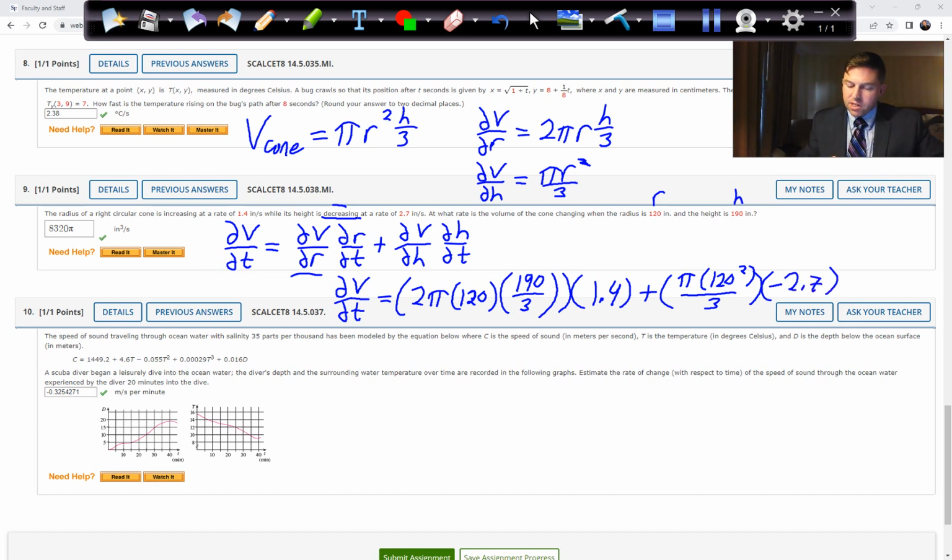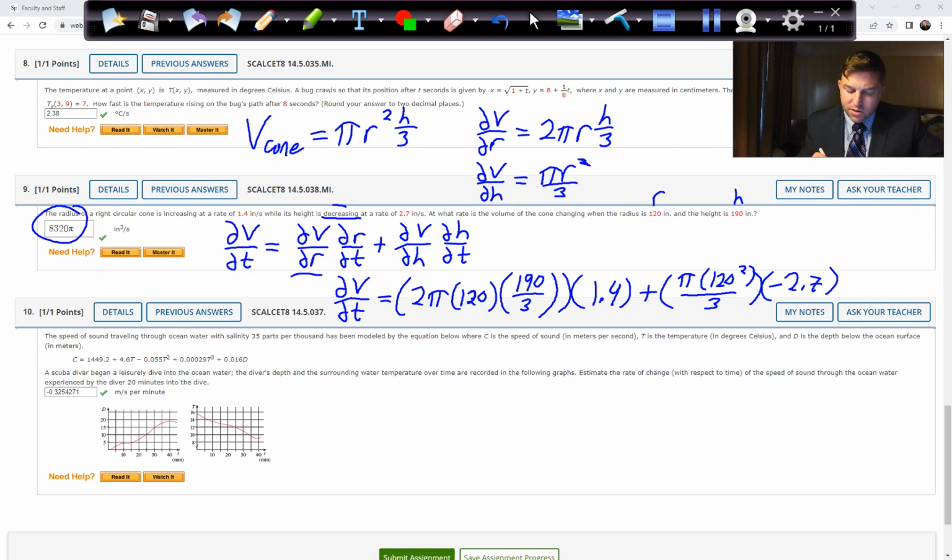Now this problem just becomes a lot of arithmetic. And the issue is they want you to keep these pi's along for the ride. So you want to calculate all these numbers and not calculate pi. Don't type 3.14 or your pi in your calculator. Just take 2 times 120 times 190 times 1.4 divided by 3 with a pi on it. Then over here take 120 squared times negative 2.7 divided by 3. Then you'll have two numbers with pi that you can combine, and you should get something like 8320 pi inches cubed per second.